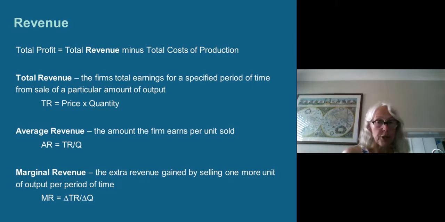So the average revenue is the amount the firm earns per unit sold. So you're going to have your total revenue divided by the quantity sold. And then marginal revenue, not surprisingly because we've talked about marginals in a lot of things, is the extra revenue gained by selling one more unit of output per period of time. So that's the change in the total revenue divided by the change in quantity.